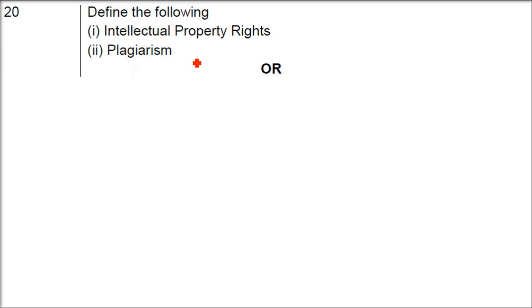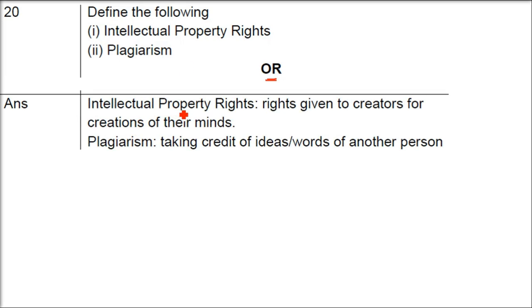Define the following: intellectual property rights and plagiarism. So you have to give the answer of both of these. So what is intellectual property right? Rights given to creators for creations of their minds. So now see, there is a person. Now he has a certain idea. Everyone has good ideas. So he has certain ideas.